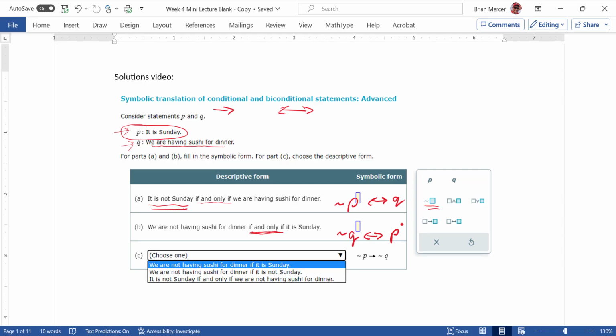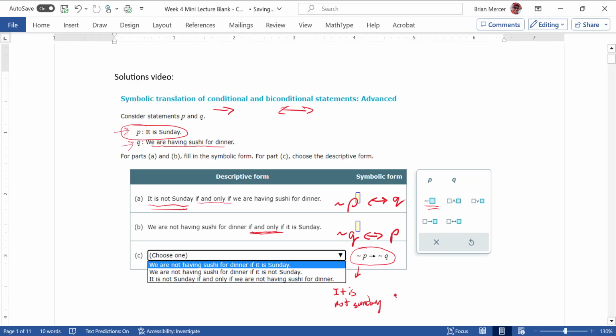This last one, in symbols, you would just say not P implies not Q. The not P implies not Q is the way that statement is in symbols. And to write that out, not P means it is not Sunday.